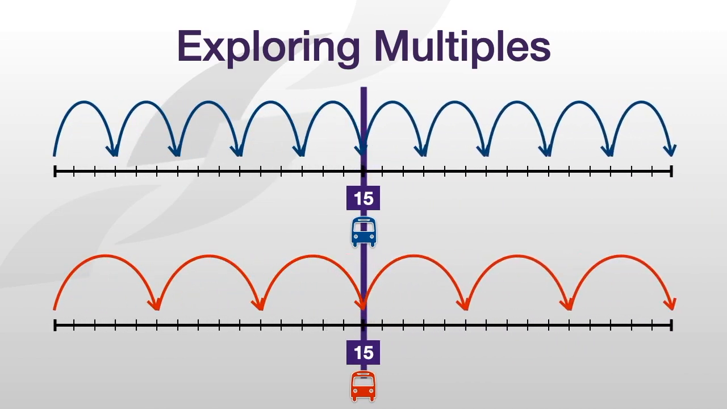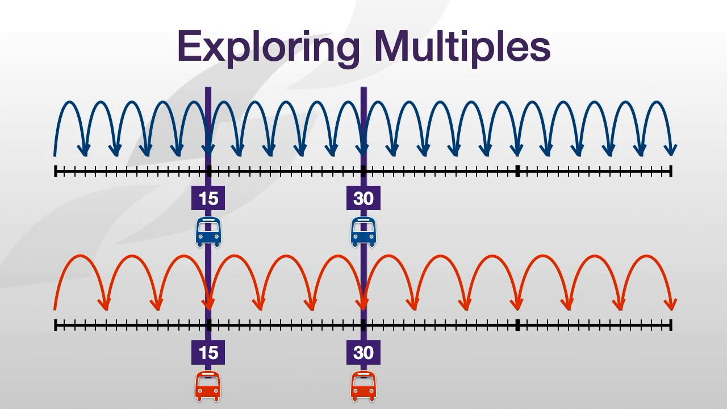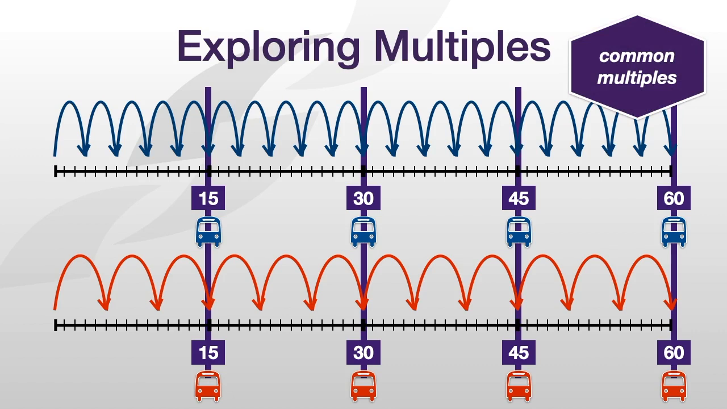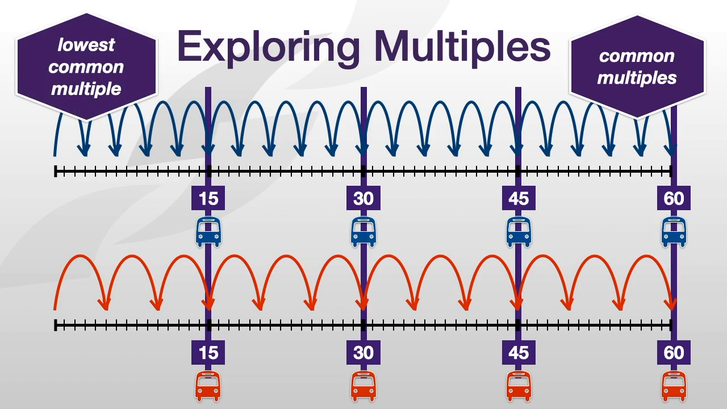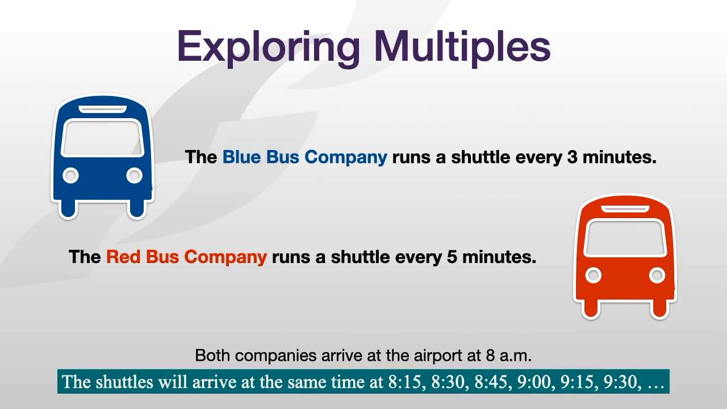They will arrive together again at 30 minutes, and again at 45 and 60 minutes. 15, 30, 45, and 60 are called common multiples of 3 and 5. The first number listed, 15, is the lowest common multiple of 3 and 5. Returning to the question, the shuttles will arrive at the same time at 8:15, 8:30, 8:45, 9 o'clock, and so on. Next, let's explore factors.